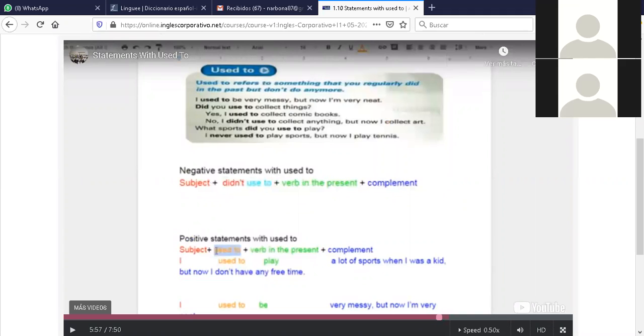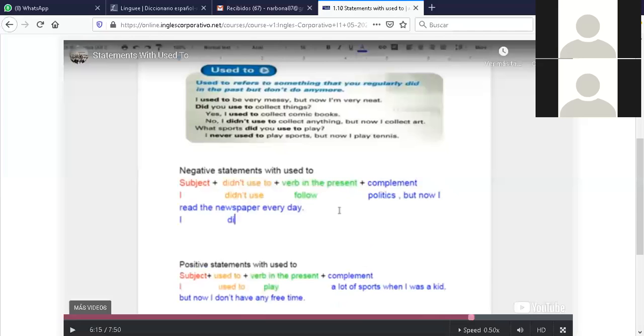Está jugando con lo mismo. Va ahí. I didn't use follow politics. It's for the verb, or what is the difference? Okay, give me a second. Aquí, en esto de acá. See, I didn't use on the style example collect. Where I didn't use collect. Ah, aquí, I didn't use it's collect. It's a mistake. Yes, it's a mistake. When we use didn't, I didn't use to.